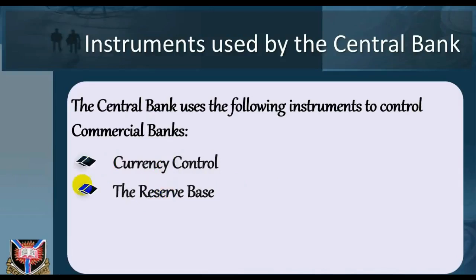The reserve base. Much more importantly than the currency control is the central bank's control over the reserve available to the banking system. The central bank requires commercial banks to hold reserves against their deposit liabilities. These reserves are called the reserve base of the monetary supply. Through the manipulation of this reserve base, the central bank can influence the money supply in an economy.